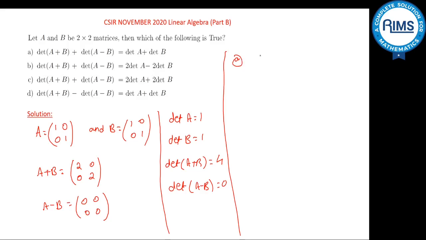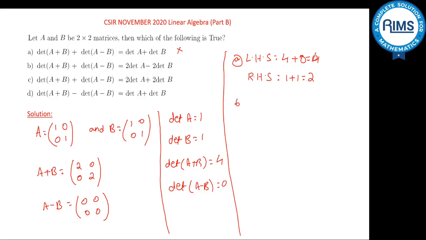First consider option A. Okay, what is determinant of A plus B? That is LHS equal to determinant of A plus B plus determinant of A minus B. Here determinant of A plus B is 4, therefore 4 plus 0 equal to 4. And what is the RHS? RHS equal to determinant of A plus determinant of B. Here determinant of A equal to 1 and determinant of B is also 1, therefore 1 plus 1, which is equal to 2. Both are not equal, therefore option A is wrong.